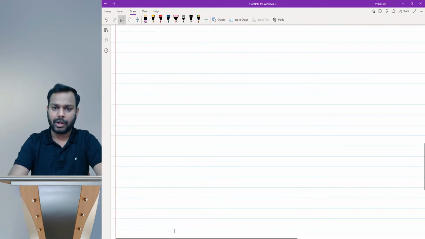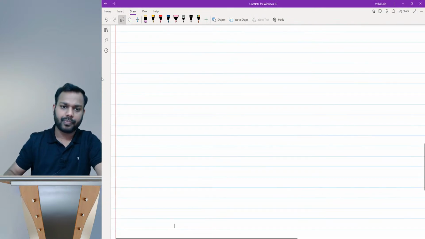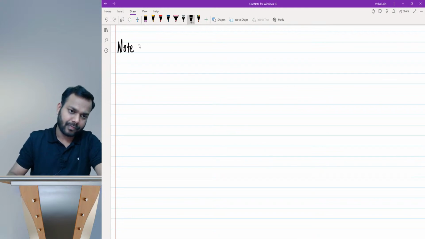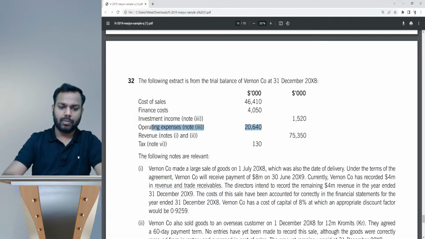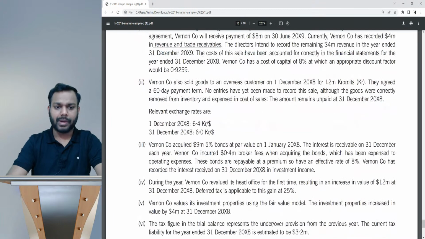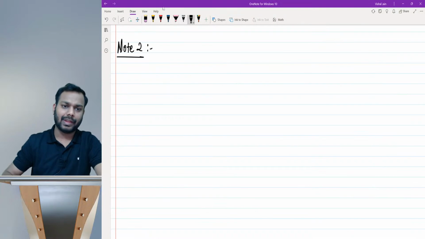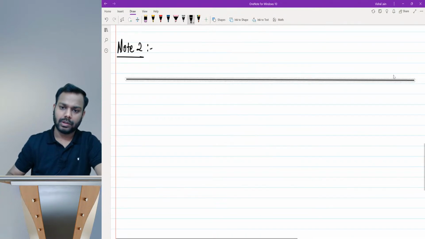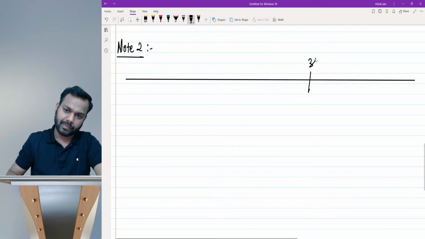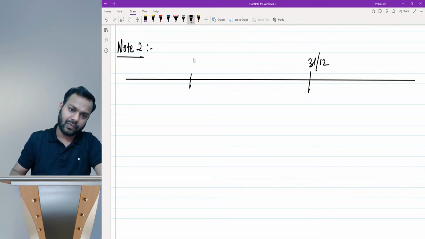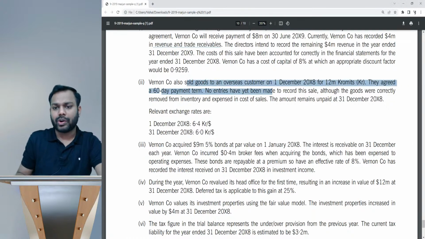Now let's move on to note number 2. Vernon company also sold goods to an overseas customer. This is your 31st December, and this is your 1st December. On this date, it says it sold goods to an overseas customer.